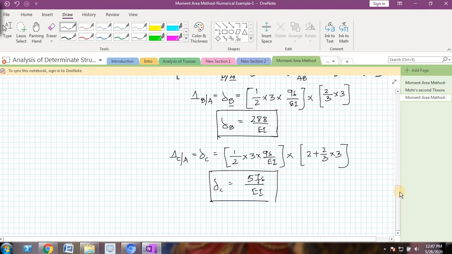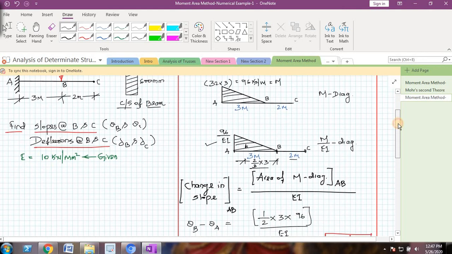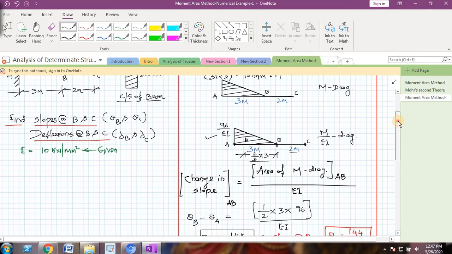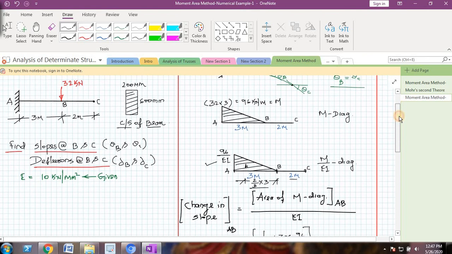So this is how we can use the Moore's second theorem to find the deflection at any point on the beam. This is a very simple example. Further we will see some of the complicated examples, and we'll see how to find that slope and deflection at any point on the beam.